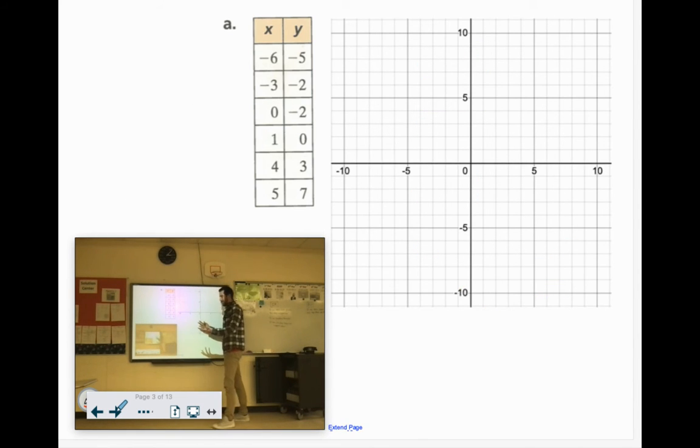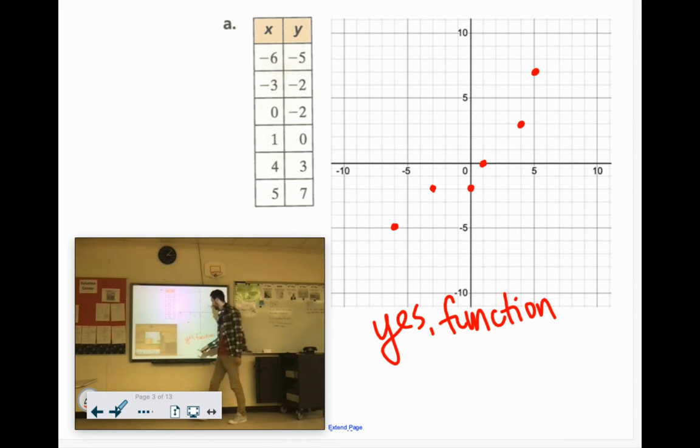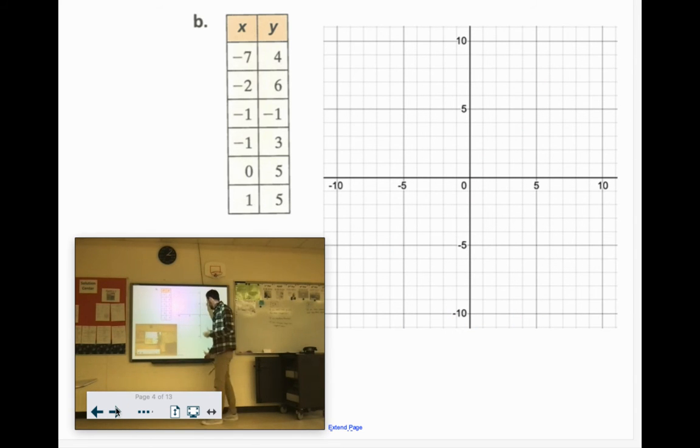So here, I'm not going to write the coordinates anymore. We understand that this is our x coordinate, this is our y coordinate. So -6, -5 is down here, -3, -2, 0, -2, 1, 0, 4, 3, and 5, 7. All of them have their own vertical column. Nothing is stacked up on top of each other. So yes, this is a function. Great. Again, it's a problem if there are two in the same vertical line.